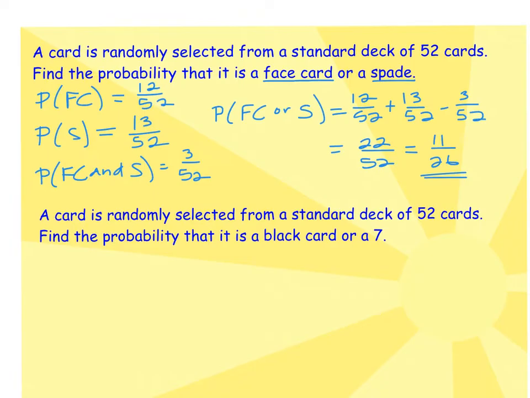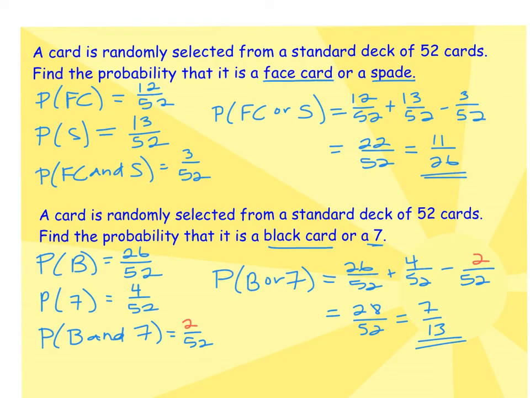Last but not least, a card is randomly selected from a standard deck. Find the probability that it is a black card or a 7. I'd like you to press pause and see if you can walk through the steps of finding the individual probabilities, what overlaps, if any, and how we can determine the probability of this event happening. Once you feel you've calculated it, press play and we'll see how you did.